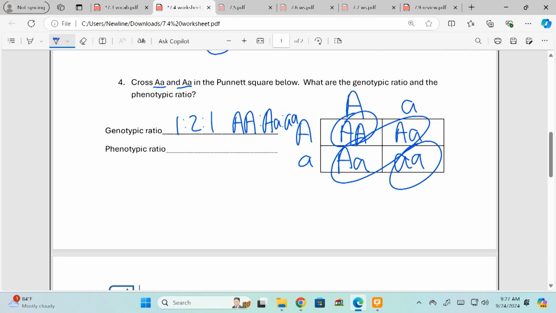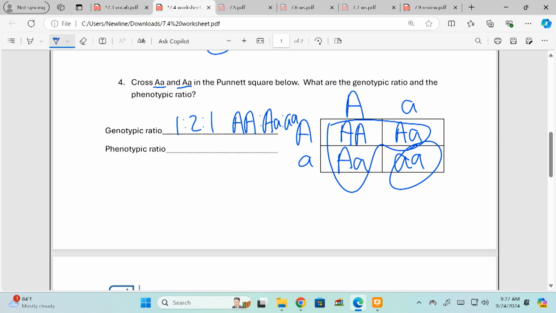All right, so now we want to know the phenotypic ratio, and this is going to be a little bit different because we need to ask ourselves which of these 4 boxes would be showing the dominant trait and which of these 4 boxes would be showing the recessive trait. Okay, well, all 3 of these, let me get my eraser out so you can kind of see what I'm talking about. Okay, so all 3 of these would show the dominant trait.